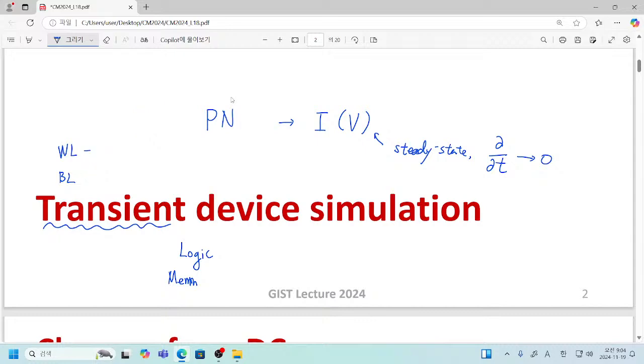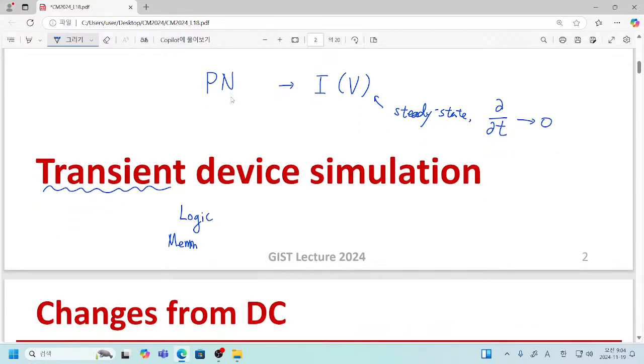So we need to consider this transient simulation. But maybe you can ask me this question: we have already done several transient simulations. For example, in the case of our diffusion simulation, we already did it. And also in the case of our previous RC simulation, yes, we did the transient simulation. Then what is the difference between our previous transient simulation and today's discussion?